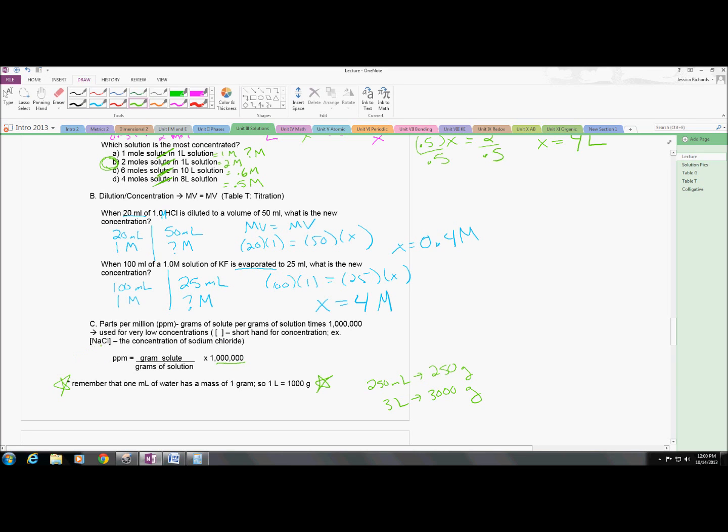One of the things that you'll notice is you're going to start to see these square brackets as shorthand. When you see the square brackets, that means the concentration of. So square brackets are concentration. They want to know the concentration of NaCl, square brackets, NaCl. That's what the shorthand means. And we'll just do practice problems with parts per million in class. The math itself is pretty straightforward. The questions themselves are also pretty straightforward.